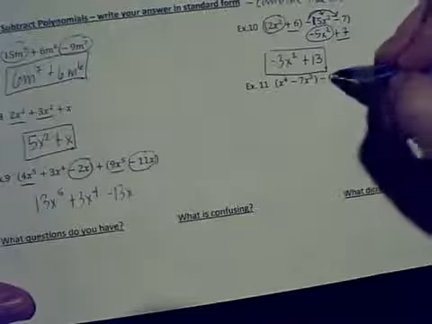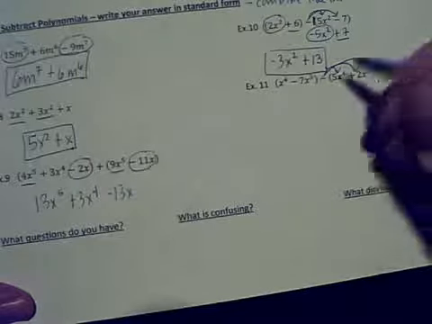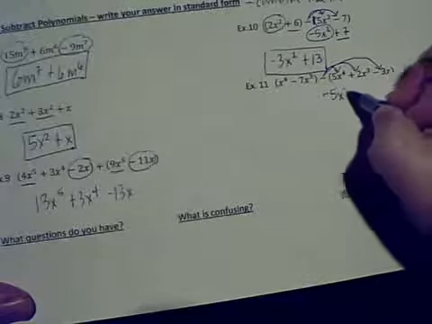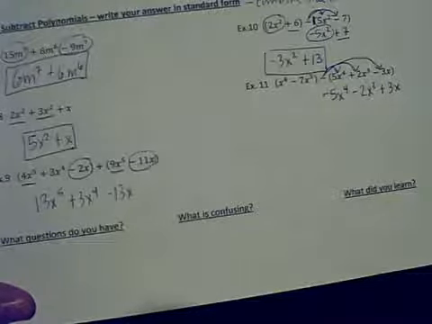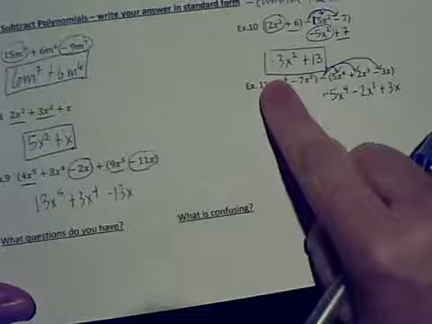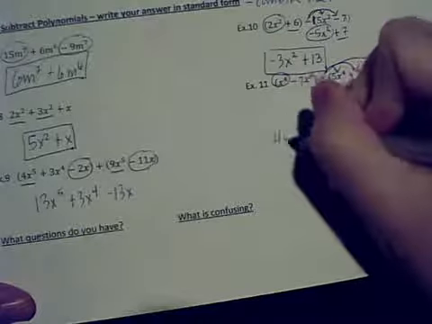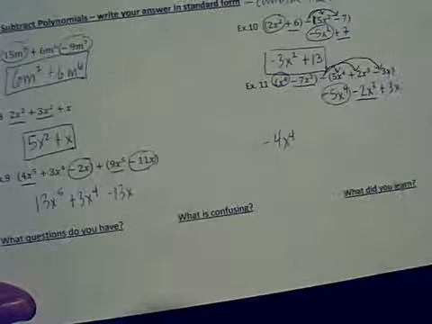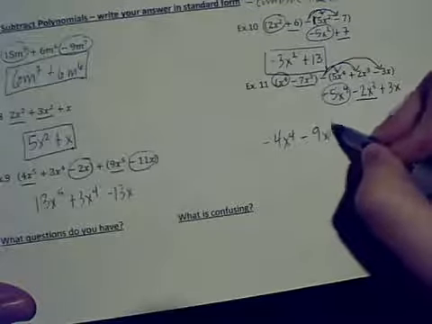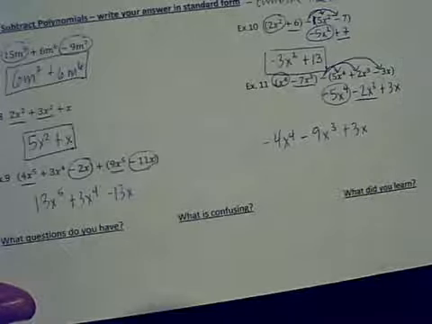Alright, on example 11, again, this one's like example 10 where you have to distribute that negative to each of those pieces. So this is going to give me negative 5x to the 4th minus 2x cubed plus 3x. Then we combine all our like terms. So I have x to the 4th minus 5x to the 4th, so that leaves me with negative 4x to the 4th. Let's see, negative 7x cubed minus 2x cubed. That leaves me with negative 9x cubed. And then lastly, the 3x. So again, we combine our like terms and we put it in standard form.